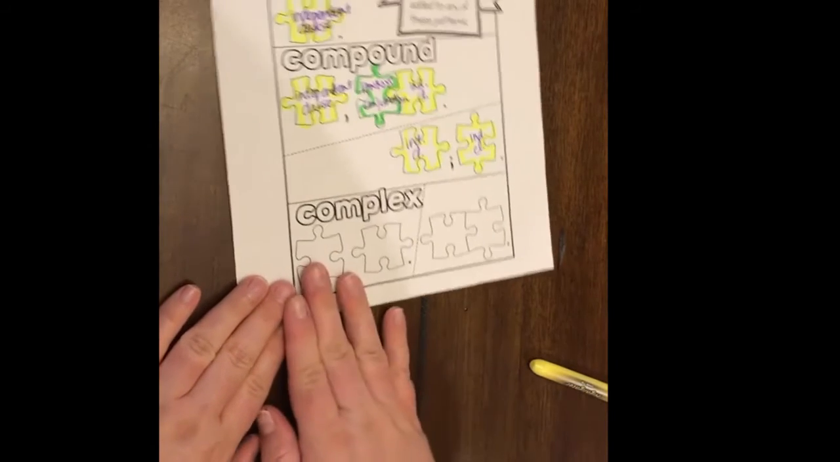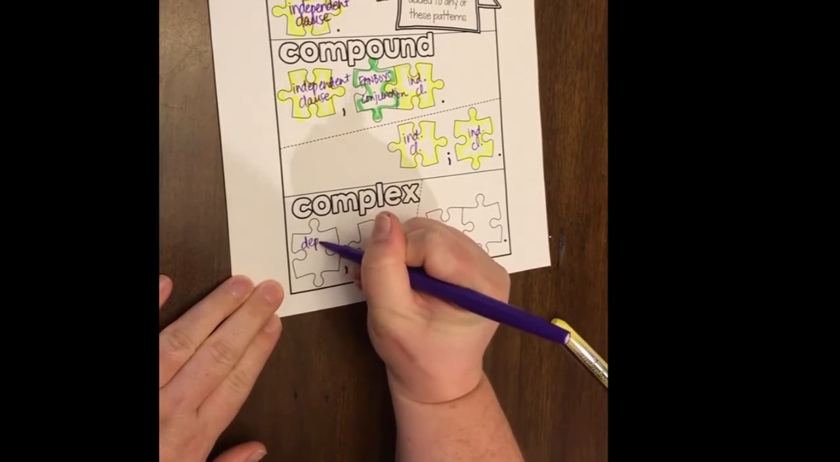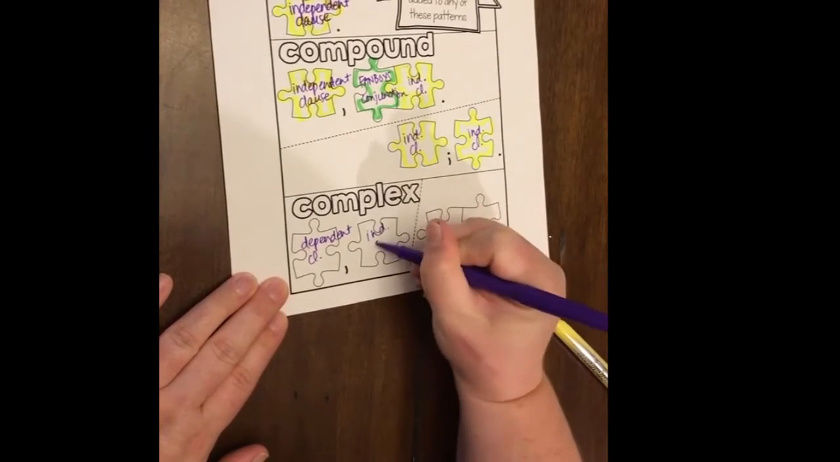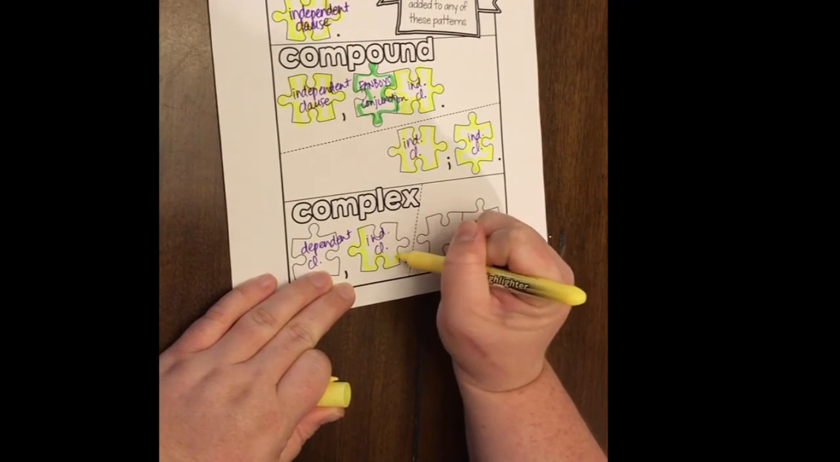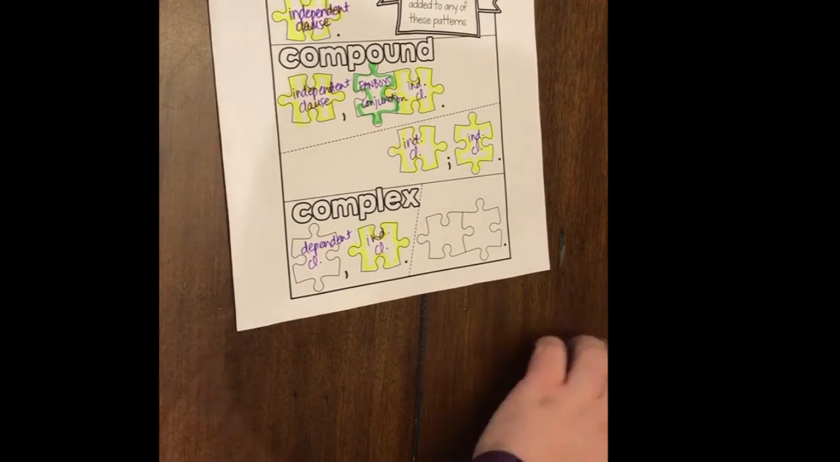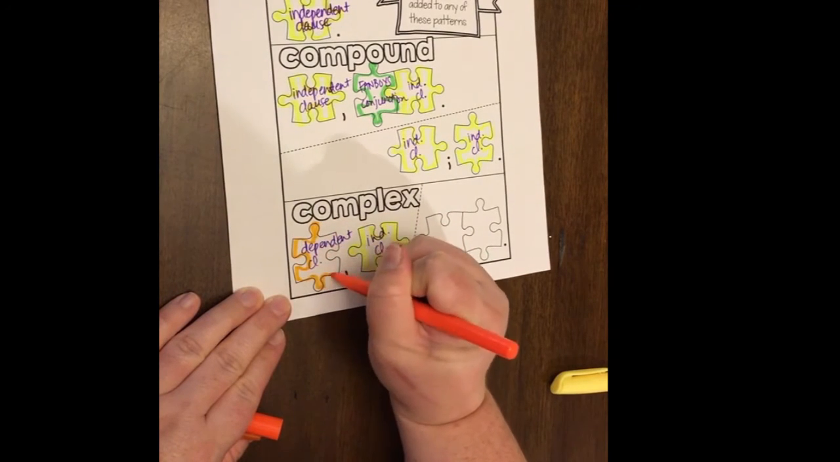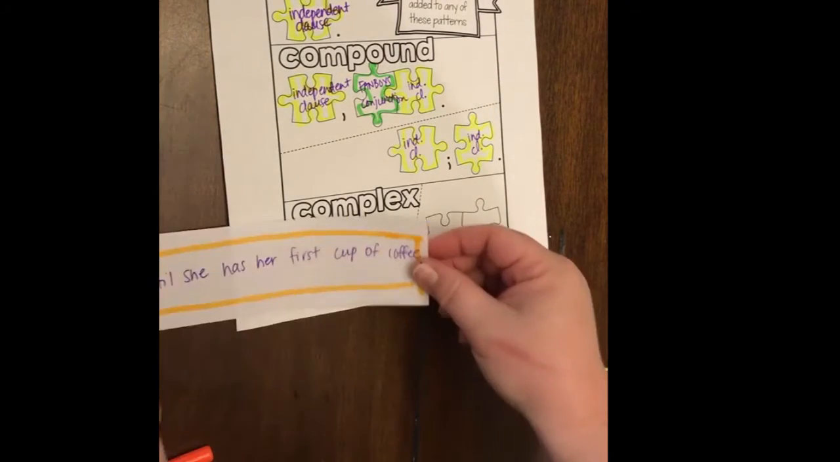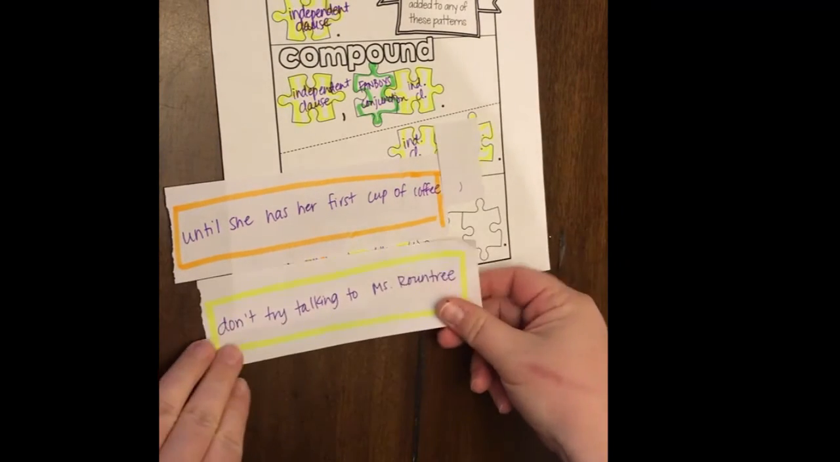Okay. And then the last type of sentence is a complex sentence. And in a complex sentence, we've got a dependent clause, which cannot stand alone, and an independent clause. Okay, independent clause, again, is yellow. Dependent clause is going to be orange. So, we've got our example from earlier. Until she has her first cup of coffee, comma, don't try talking to Miss Roundtree.